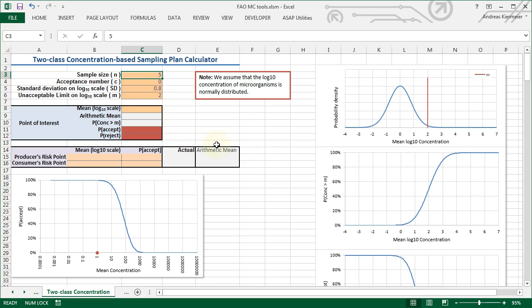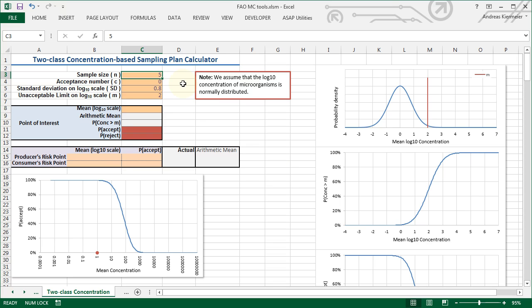And there is an area for providing the consumer's and producer's risk point, and there are several additional graphs on the right hand side that provide some extra information, as we will see later.